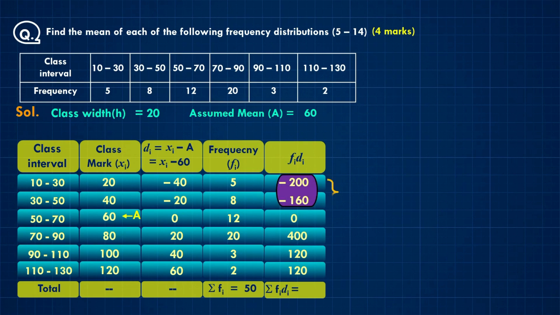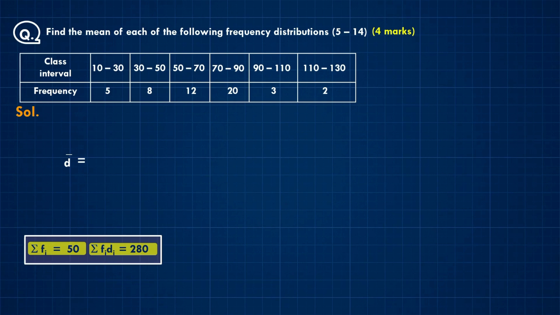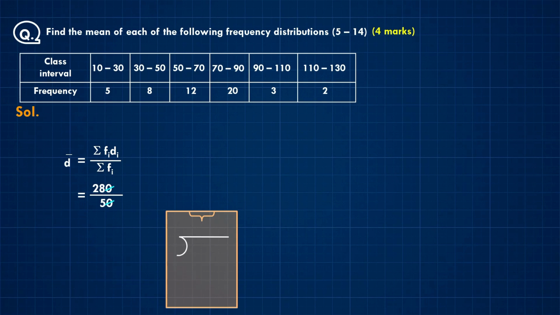So first we will calculate the negative part and then we will calculate the positive one. So finally we got summation fi di as 280. So the mean x bar will be equal to a plus d bar. So d bar, we already know that d bar is summation of fi di by summation of fi. Okay. So now we are going to calculate d bar. So summation fi di is 280 and summation fi is 50. So which is 28 by 5.